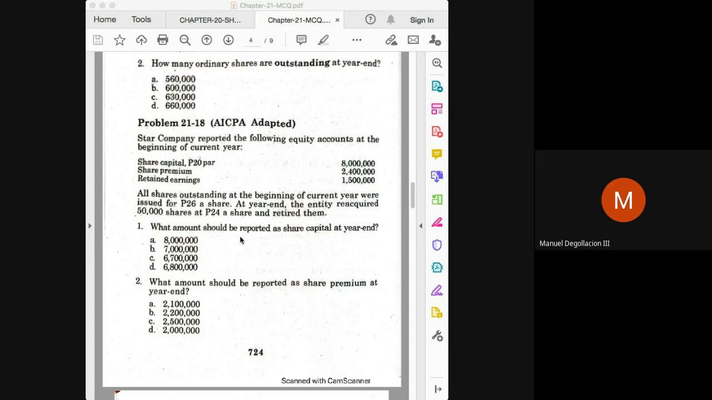Take note, we are debiting these accounts. As I have told you, it's rare for you to debit these accounts, but we are debiting them here because we are retiring these shares. They will no longer be part of your share capital and share premium. Then you will also have to recognize the treasury shares. You will now credit the treasury shares.